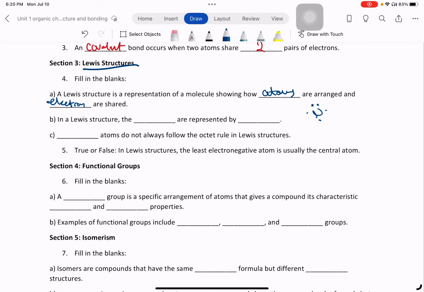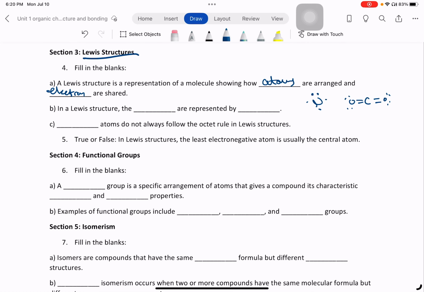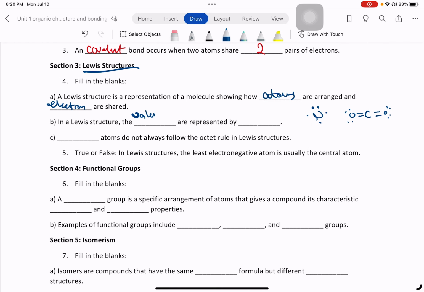Now, sometimes you can show the covalent bond with the Lewis structure. For example, CO2. So you could have this as the CO2. You can see the electrons of the oxygens, and you can see that over here. Next, we can say that in a Lewis structure, the whats are represented by what, right? So we can say that the valence electrons are represented by dots, right? So you can see here, represented by dots.